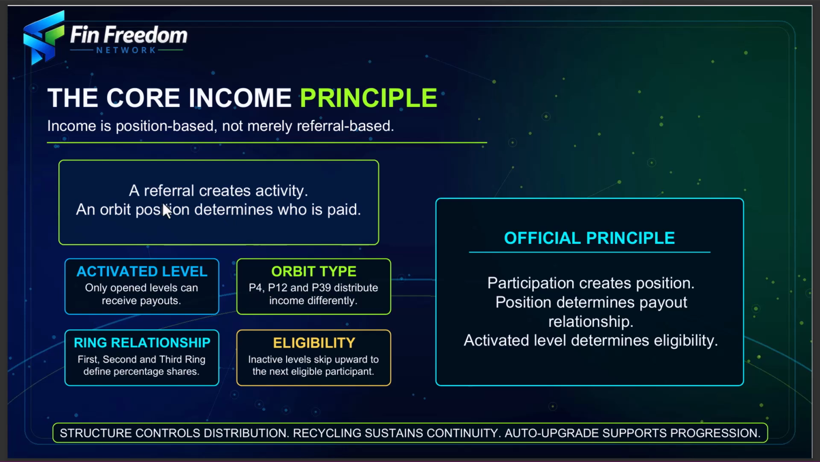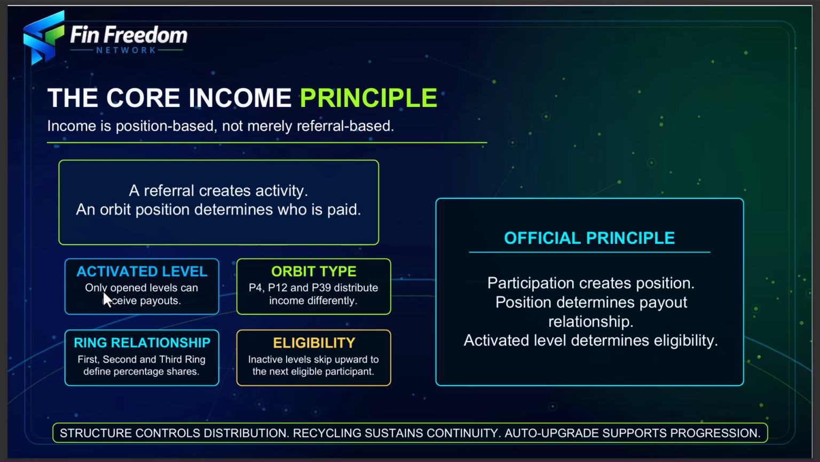A referral creates activity, and orbit position determines who is paid. Someone can refer someone you don't know, and the person will take a position in your orbit, and you will earn the money. You are going to understand everything as we proceed.